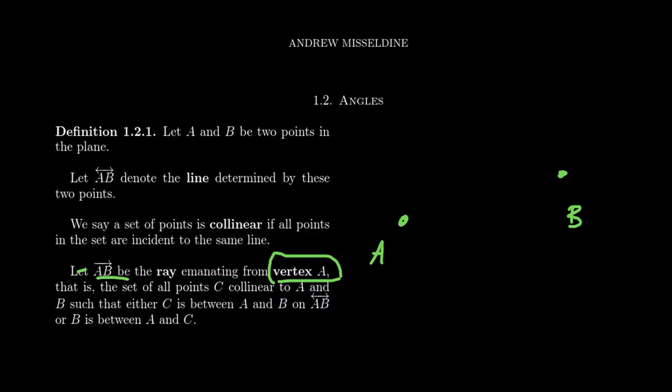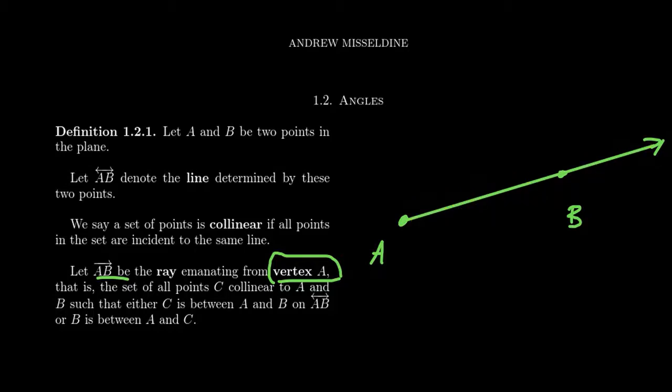This ray is going to be all the points that are collinear to A and B, but in the direction of A and B. So basically what you mean by a ray is we want to take all the points that are between A and B, right? But we also want all the points such that a new point and A have B between them. So basically a ray is essentially half of the line. You take the line AB, but you go in the direction from A towards B.